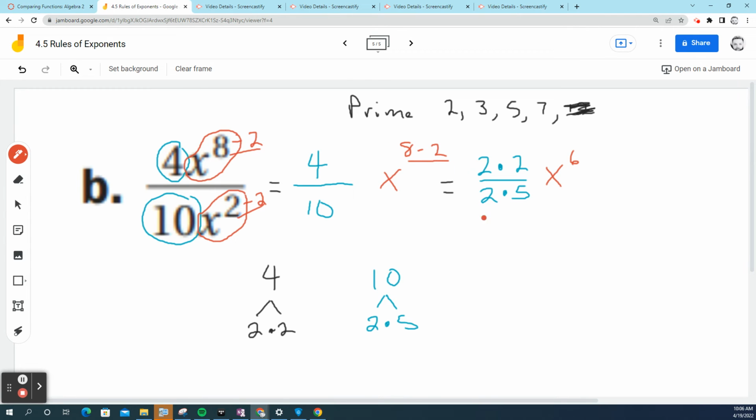So now, what do you think we could do to reduce this fraction? Yeah, kind of. But we've got to, what's 2 divided by 2? So if I take this 2 and divide it by this 2, I get 1 and a 1. What's 1 times 2? 2. What's 1 times 5? 5. So this whole thing equals 2/5 times x to the 6.